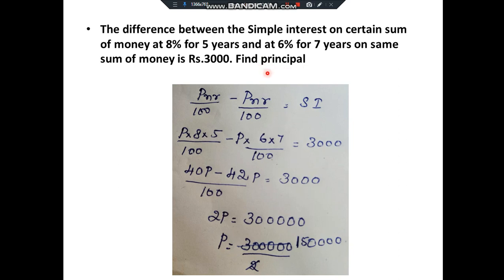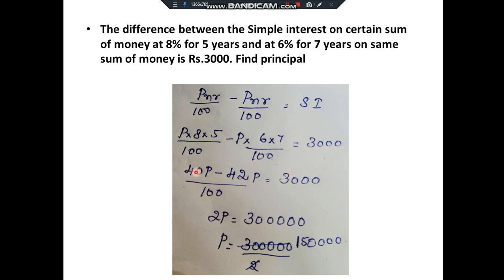Okay, so how to approach it? Using formula. We know, see, simple interest is nothing but PNR by 100. Here they have given two simple interest, right? So PNR by 100 minus PNR by 100, okay, which is equal to simple interest. Just substitute the values. So P is P and R is 8% and n is 5 years. Next R is 6% and n is 7 years, okay, which is equal to, they have given the difference is 3000 rupees.